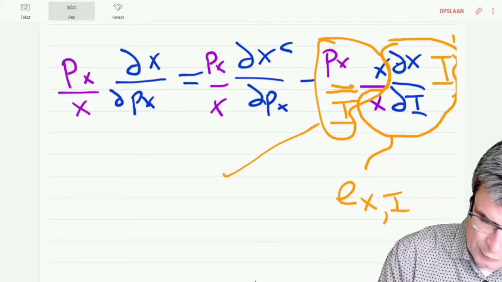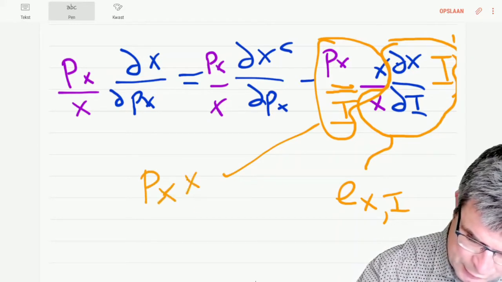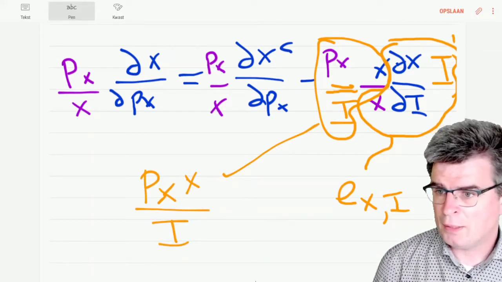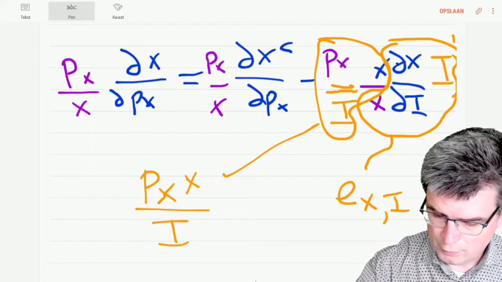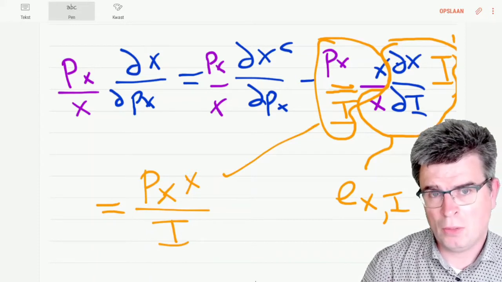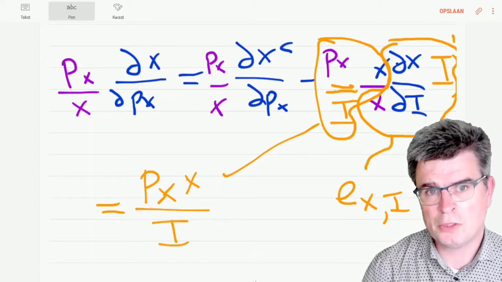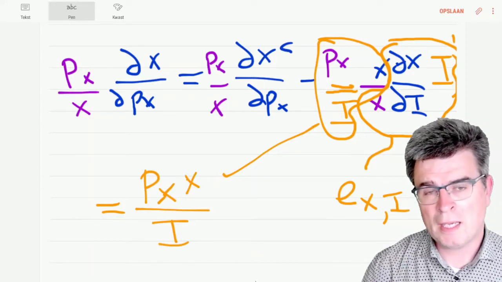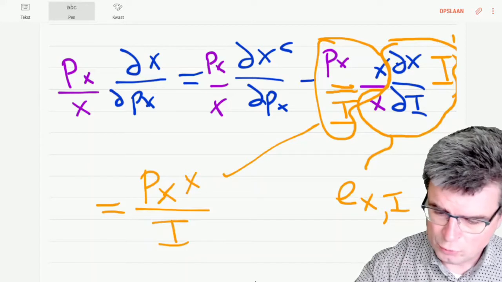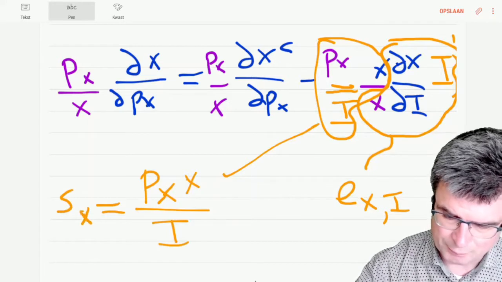Now for clarity I will repeat. These are the terms px times x divided by I. And you immediately see that this is identical to the expenditure share of good X. So it's the amount of money that we spend on good X. We buy X units, we pay a price of Px each. So in total we spend Px times X on good X. Our total income is equal to I. So the share of income that we spend on good X is equal to this number over here.